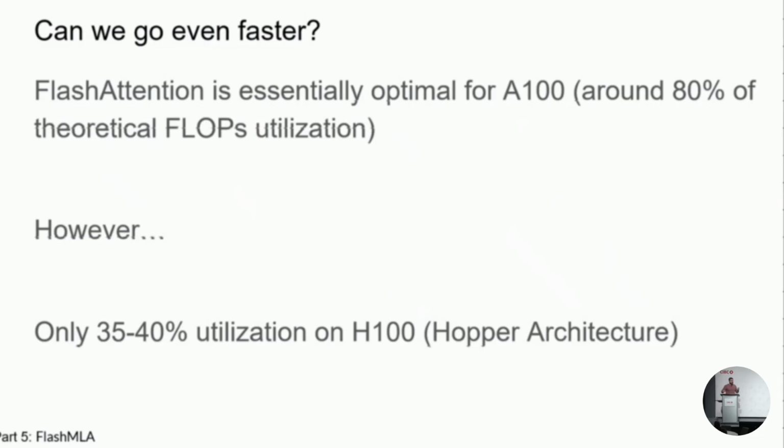Okay, so Flash Attention is great. Why do we need FlashMLA? Flash Attention is optimal for A100s, the Ampere generation of NVIDIA GPUs, achieving around 80% flops utilization. However, on the newer generations, such as Hopper, it achieves 35 to 40% of the theoretical flop utilization. So why is that? This is what FlashMLA solves, and we'll get to it now.